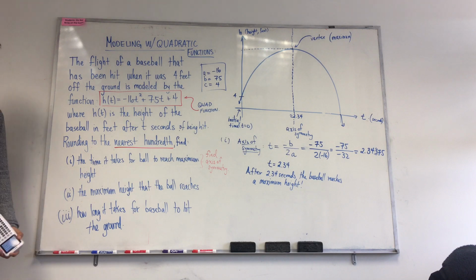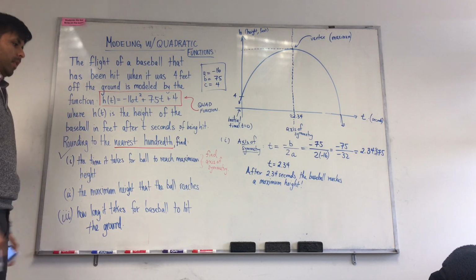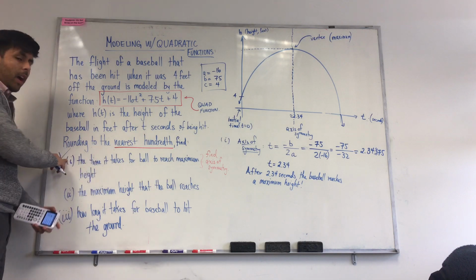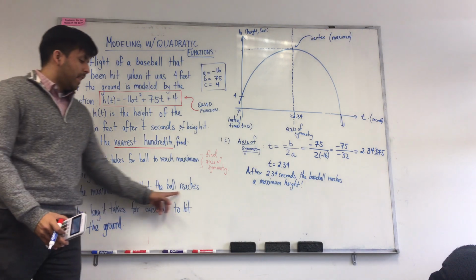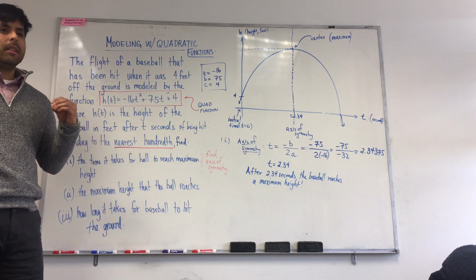So we found it. We found part I, and we're done with part I. Now how does part I tie in with part II? It says the maximum height that the ball reaches. What is that maximum height?